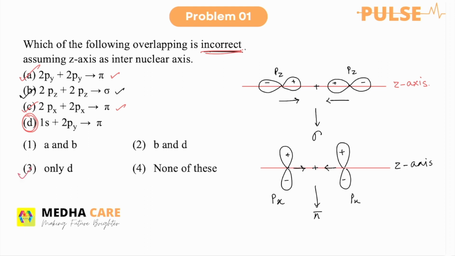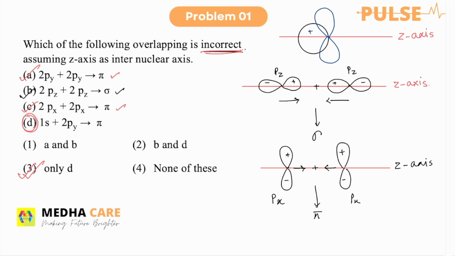So the only incorrect option here is D. So the correct answer will be only D. Now consider how D is incorrect. So we have one s orbital and py orbital. So again, this is Z axis. We have 1s orbital. So 1s is spherical. So this is 1s orbital. Now if you overlap py, that is perpendicular to this axis.